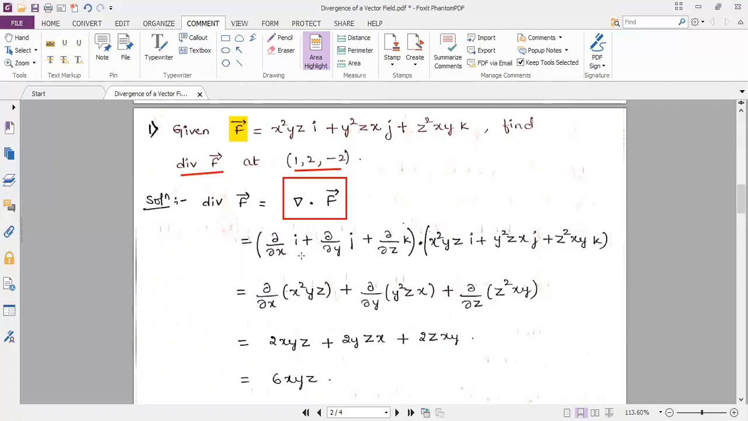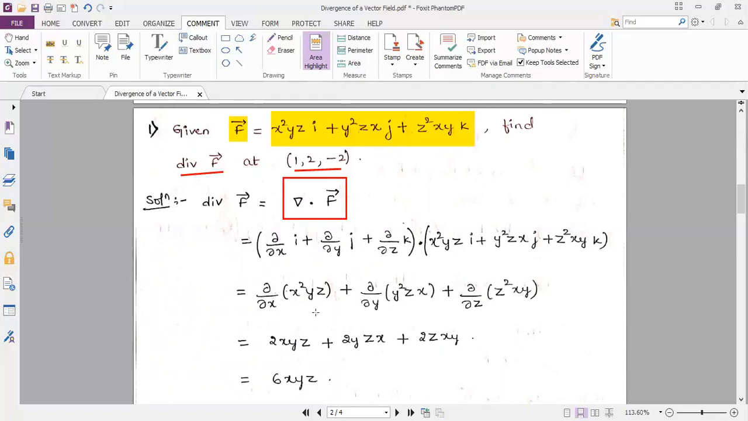So dou by dou x i plus dou by dou y j plus dou by dou z k dot product with the given function f, that is x square yz i plus y square zx j plus z square xy k. Performing the dot product between these two, recall the property that i dot i is 1, j dot j is 1, k dot k is 1. Rest all dot products are 0. So we need to perform dou by dou x of x square yz plus dou by dou y of y square zx plus dou by dou z of z square xy.